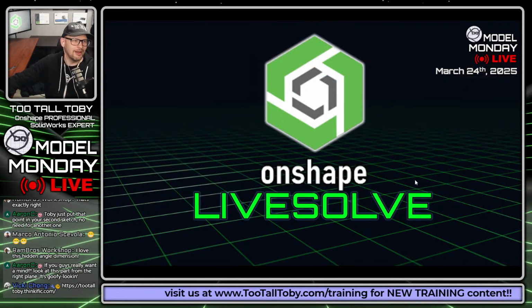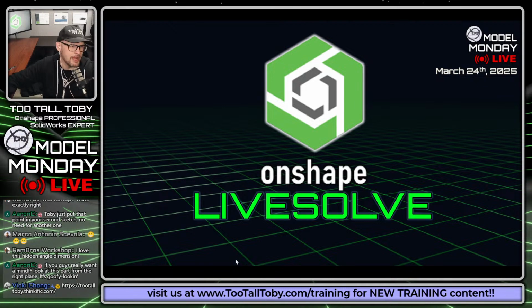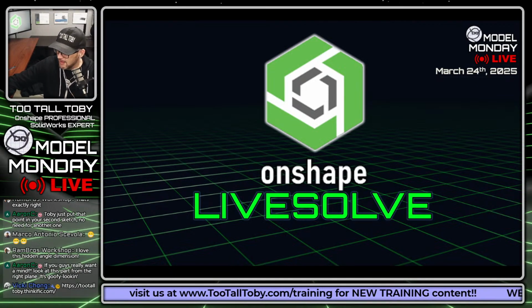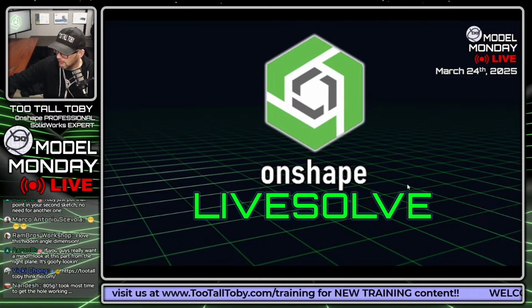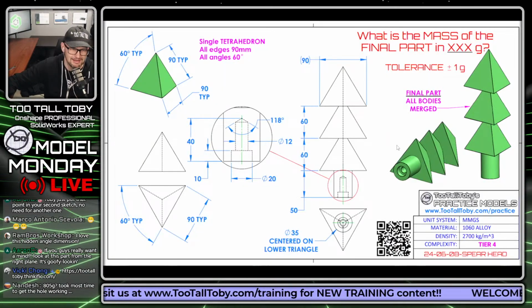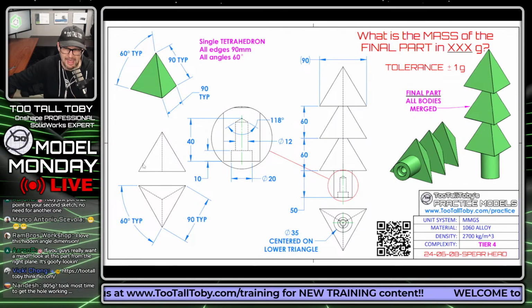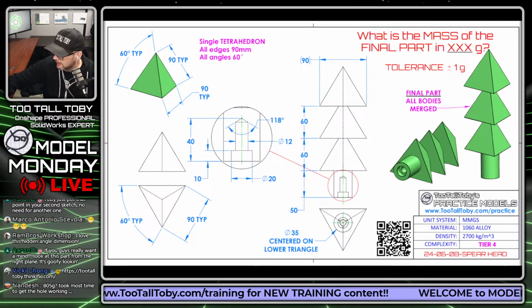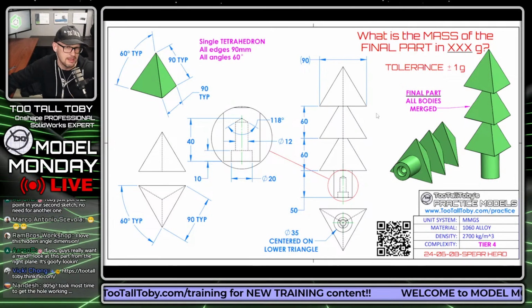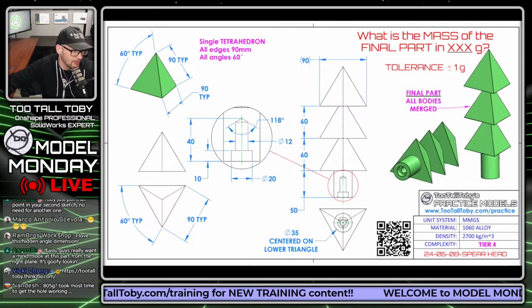All right, guys, let's do a live solve using Onshape for a really fun model, and that model is going to be this 0608 spear head. This is going to be a fun one. I'm very excited to do this in Onshape. I think what we're going to do is launch the TooTallToby practice models app, and we're just going to do it here live using the app. So let's get into it here.